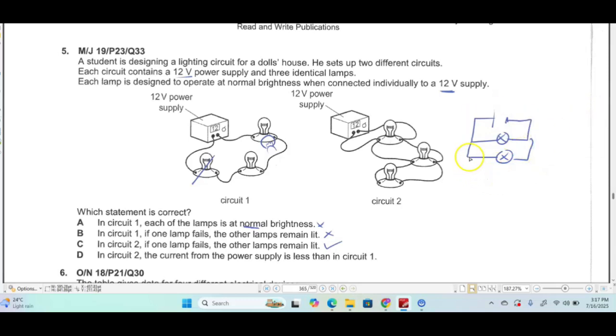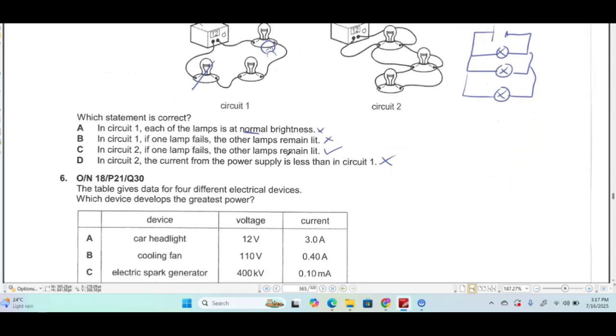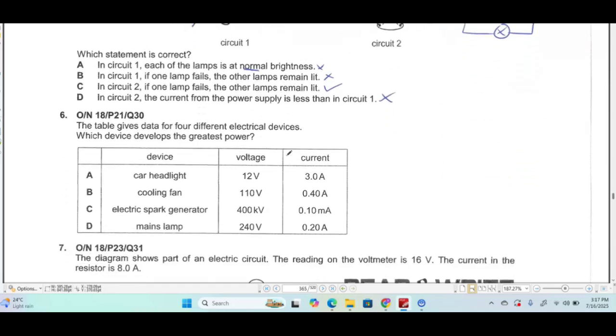Okay? If it is like this, with a third lamp over here, so if one of the lamps stops working as well, the others are going to remain lit. So that's correct. In circuit 2, the current from the power supply is less than in circuit 1. We can't say that about the current; we'd have to calculate and everything, but it is a 12 volt power supply, so it would be the same in both of these circuits.